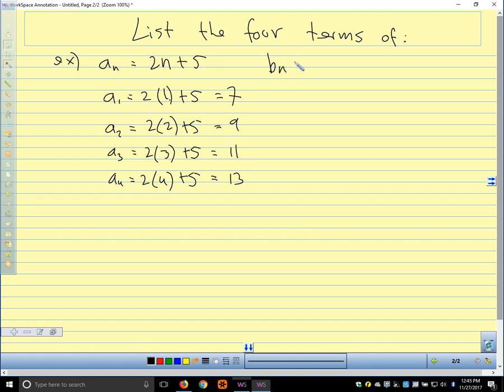Let's look at b sub n. b sub n is 3 to the n minus 1. So b sub 1, 3 to the 1 minus 1, so 3 to the 0, which is 1. Anything to the 0 power is 1. b sub 2, 3 to the 2 minus 1 is 3. b sub 3, 3 to the 3 minus 1, which is 9. b sub 4, 3 to the 4 minus 1, which is 27. So we get our powers of 3.